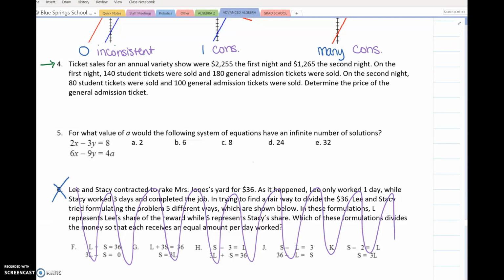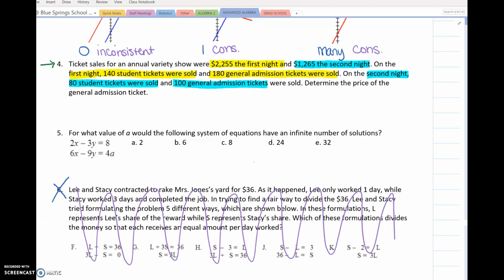So let's go through this fairly quickly. Ticket sales for an annual variety show were $2,255 for the first night and $1,265 for the second night. On the first night, 140 student tickets were sold, 180 general admission tickets were sold. On the second night, 80 student tickets were sold, 100 general admission tickets were sold.